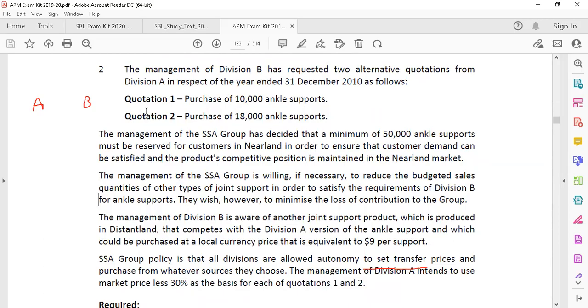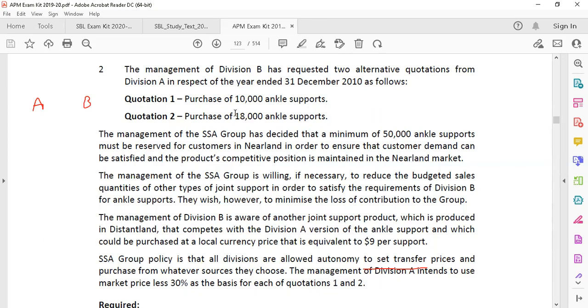Two different quotations are placed. One is for 10,000 ankle supports, wherein they do have the capacity to take up the additional production of 10,000 ankle supports along with their regular production and sale of all of them together, 150,000 units. So for quotation 1, there would be no issue. Quotation 2 is for 18,000. So what has to be done?